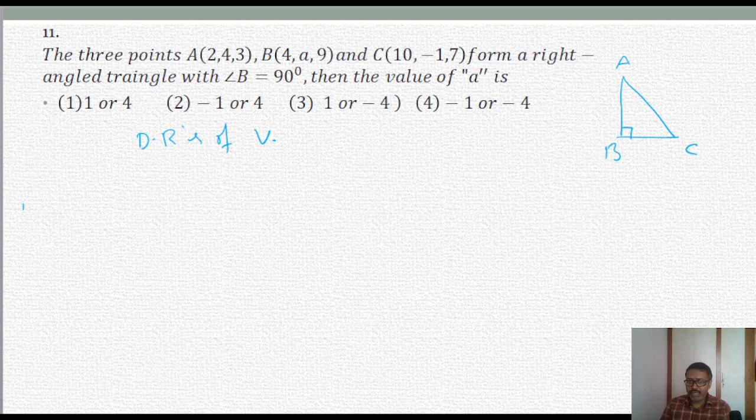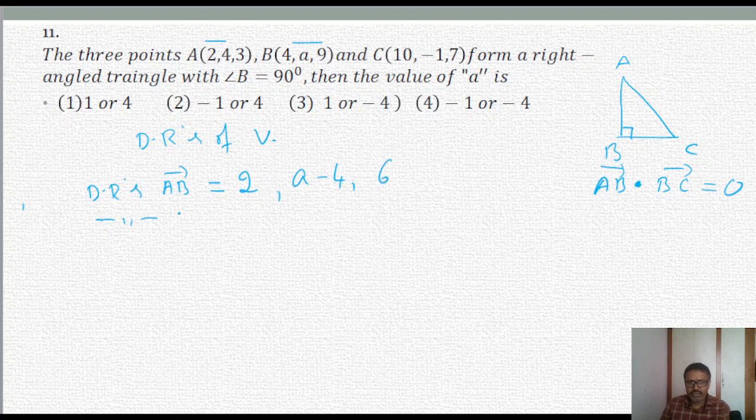How should it be done? Let's see. Here we will consider vector AB and vector BC. We know these two are perpendicular. When these two are perpendicular, the dot product is 0. We'll go with this equation. Before using this equation, first we'll find the direction ratios of AB. What are the direction ratios of AB? This is A, this is B. 4 minus 2, that is 2. Then a minus 4, and then comes 9 minus 3 is 6.